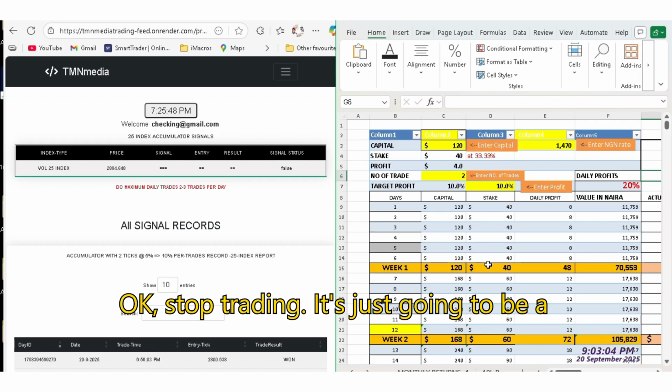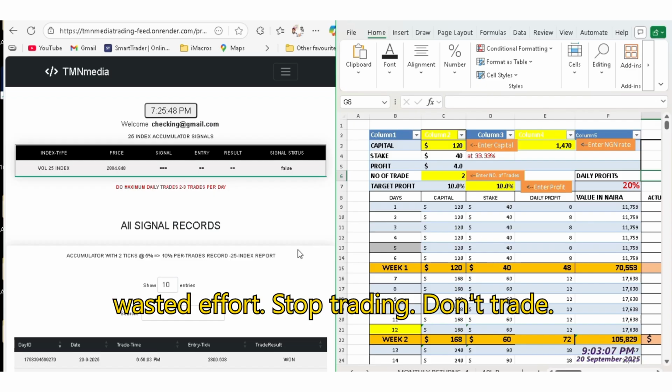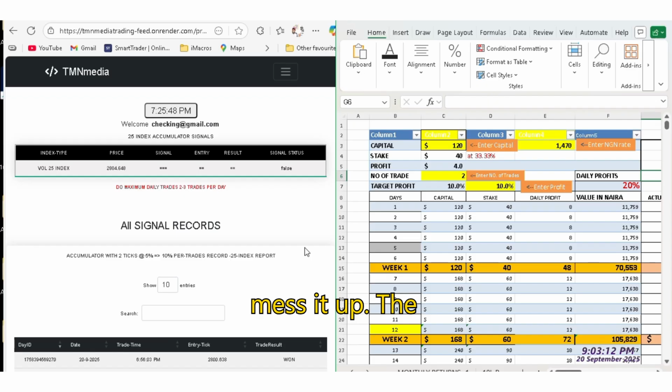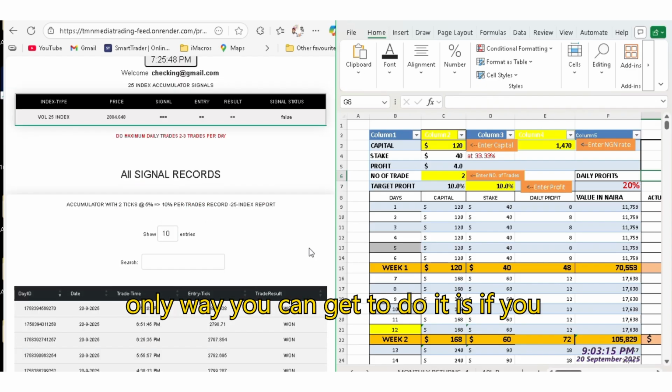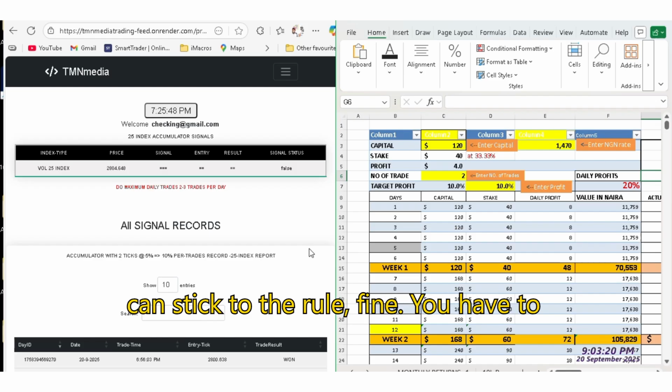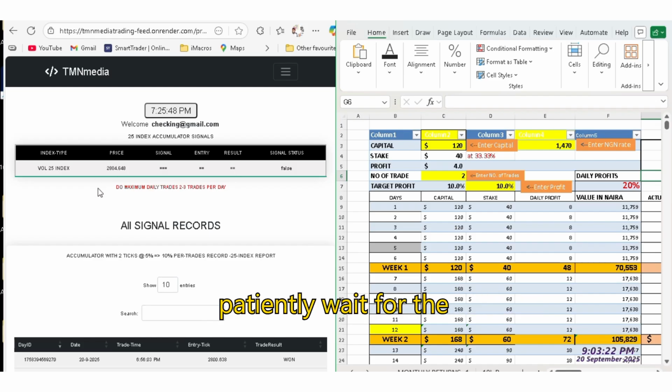Okay, stop trading. It's just going to be a wasted effort. Stop trading. Don't trade. Don't continue, because you are going to mess it up. The only way you can do it is if you know you can stick to the rule. If you can stick to the rule, fine. You have to patiently wait for the results.